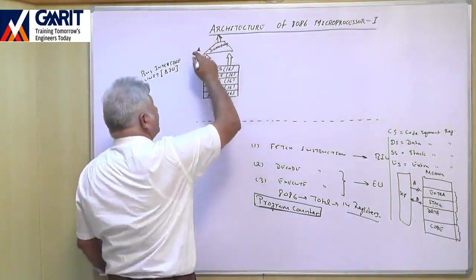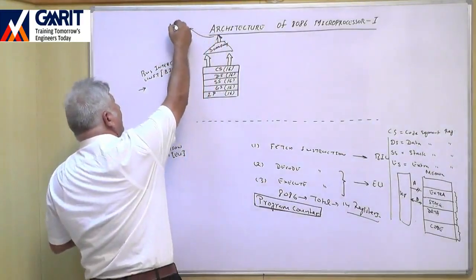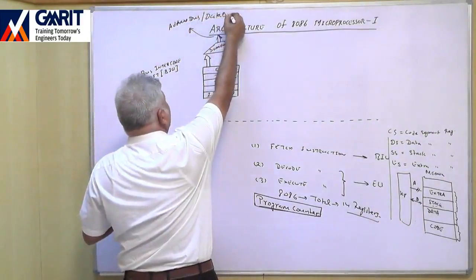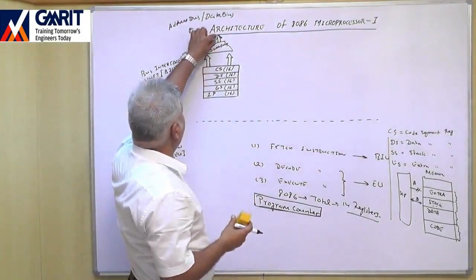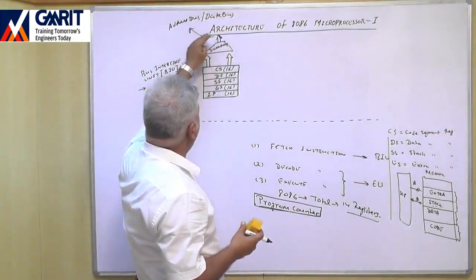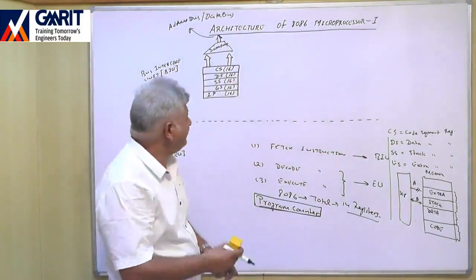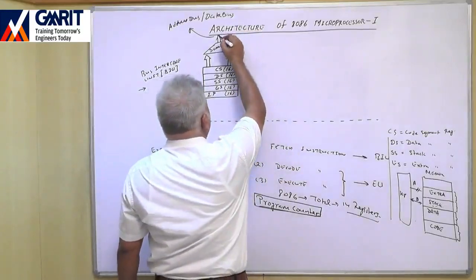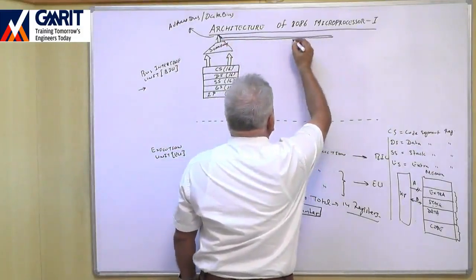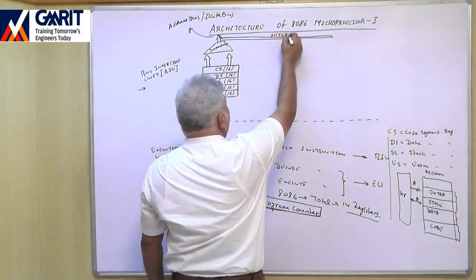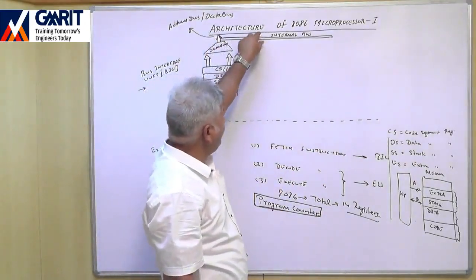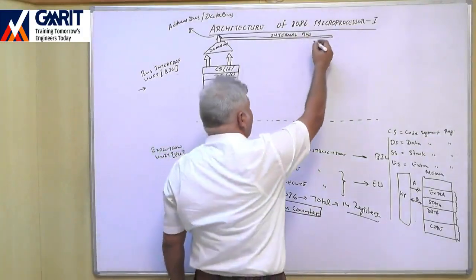So this is our address bus and data bus. Since these address and data buses are connected to memory, through this our microprocessor is connected to the outside world. Now this is the internal bus, because once the data or address is inside this processor, it flows over these buses.